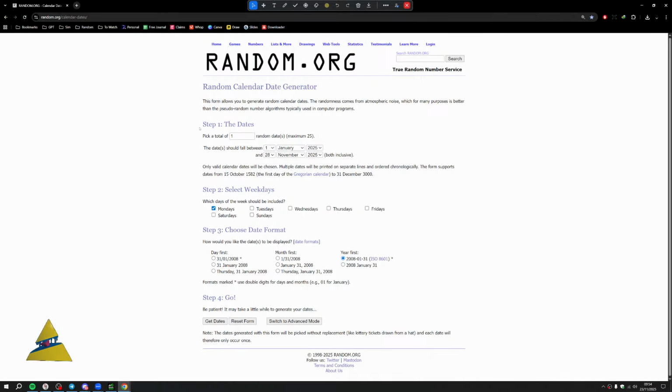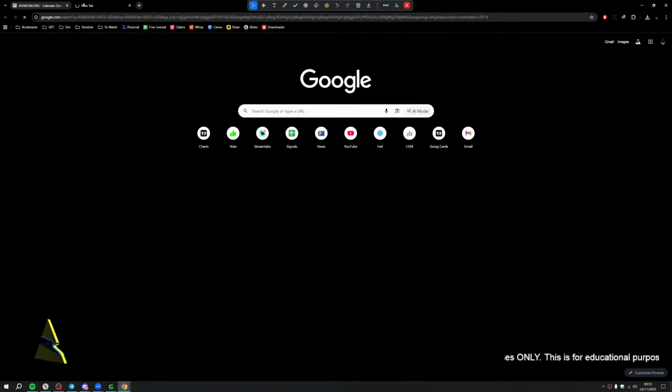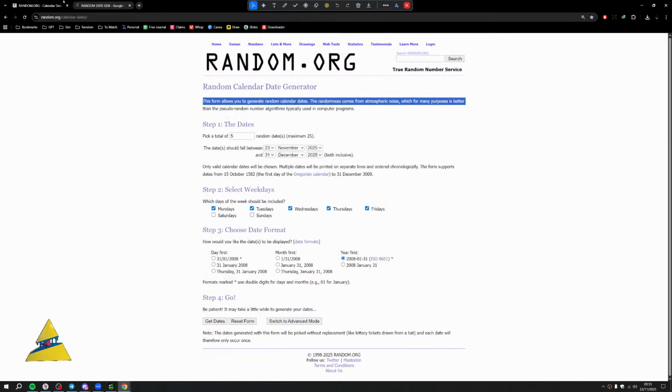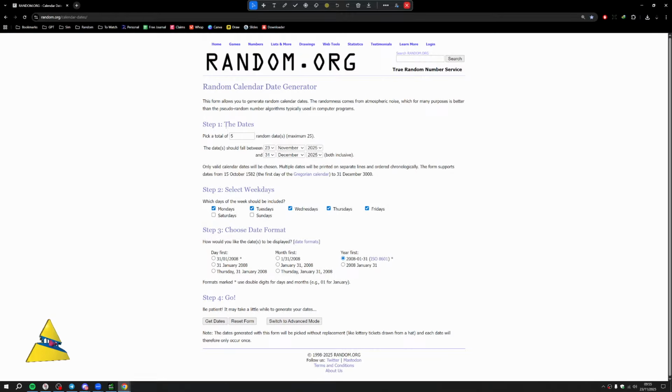Now, the next thing that you want to do is go to a random calendar date generator like the one over here, or just go on Google and search random date generator. I think it's this one. All right, cool. You pick a random date over here, and it's going to pick you a random date.